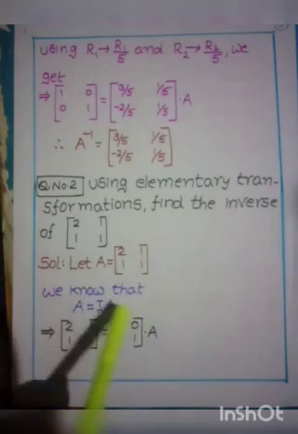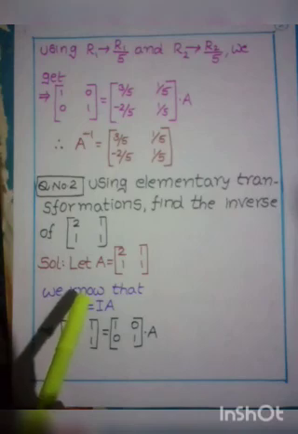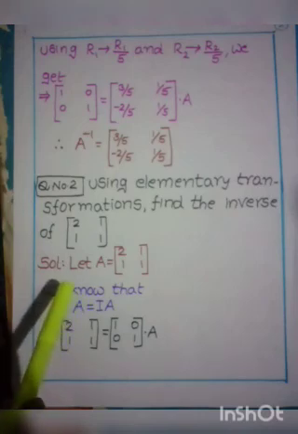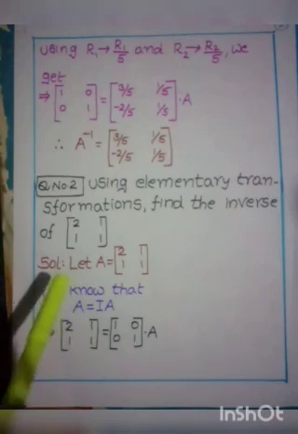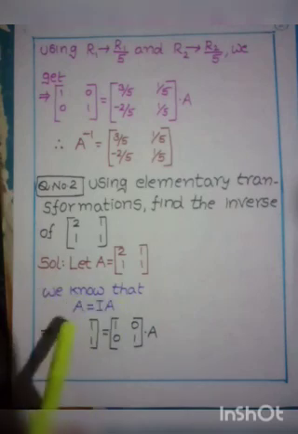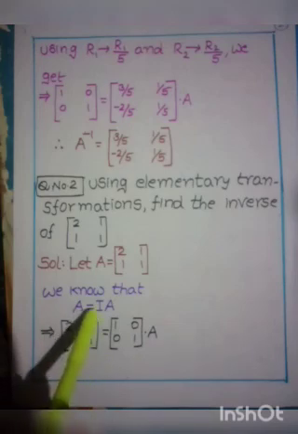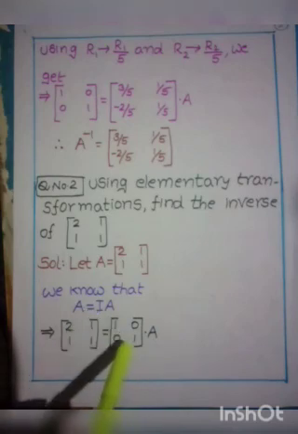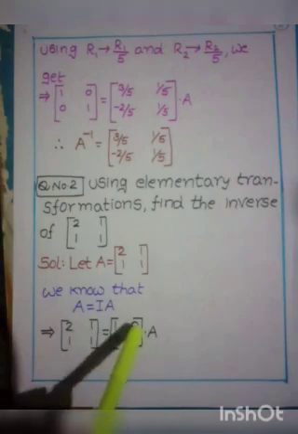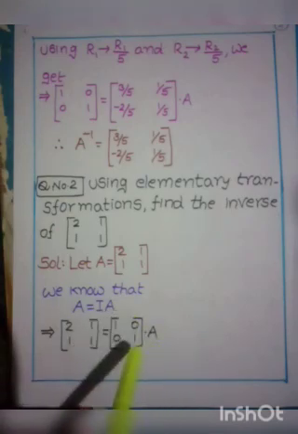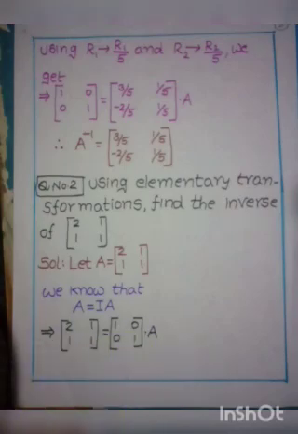After that, we write this step. I told you clearly, using the elementary row operations we use this step. We know that A is equal to IA. This implies in this LHS we write matrix A, and in RHS we write the identity matrix 1 0 0 1, an identity matrix of order 2, into A. Understood this step, my dear children? Right.